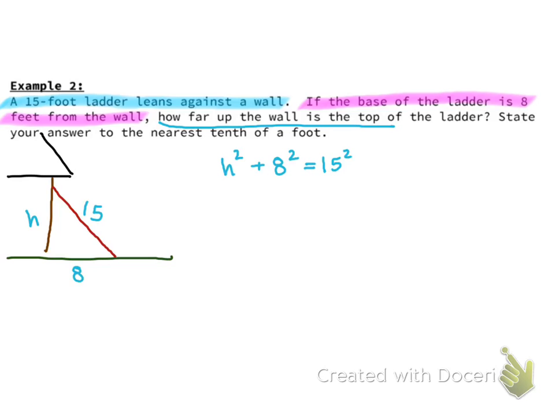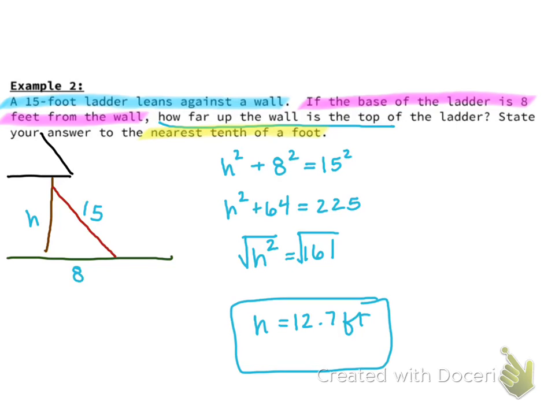So I plug this into my theorem. h squared plus 8 squared equals 15 squared. Simplify and I get h squared plus 64 equals 225. Subtract 64 from both sides, and I get h squared equals 161. Then I take the square root, and h equals 12.7 feet because I wanted my answer rounded to the tenth of a foot, the nearest tenth of a foot.